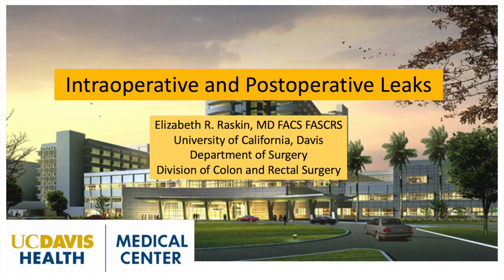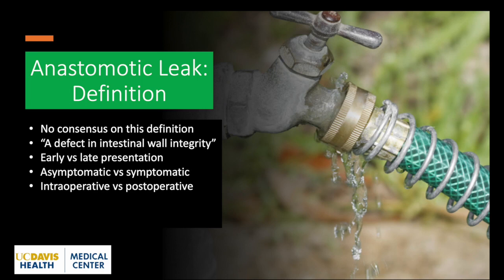I'm Elizabeth Raskin, and I'm excited for the opportunity to present on the topic of intraoperative and postoperative anastomotic leak. No great consensus exists on the definition of an anastomotic leak, but it's commonly described as a defect in the intestinal wall integrity at the anastomotic site that leads to a communication between the intraluminal and extraluminal compartments. And we can subcategorize a leak into early versus late presenting leaks, those that are symptomatic versus asymptomatic, as well as intraoperative and postoperative leaks.